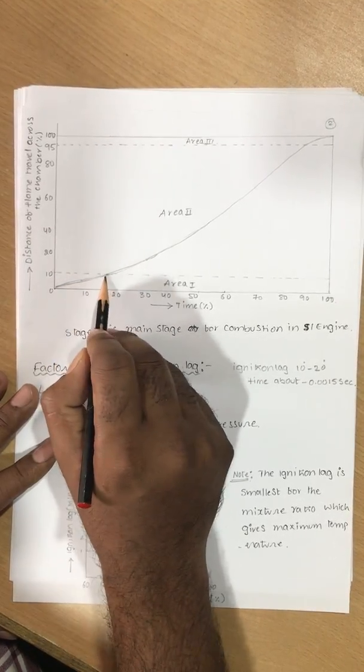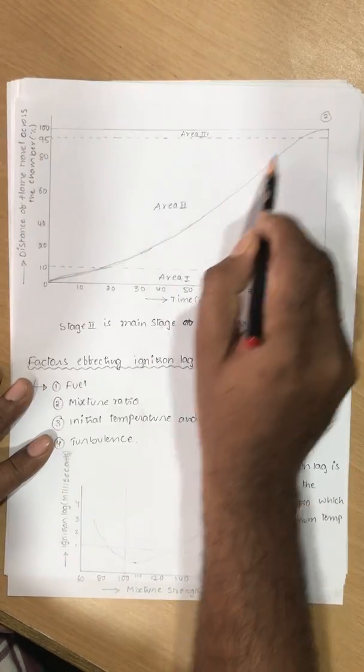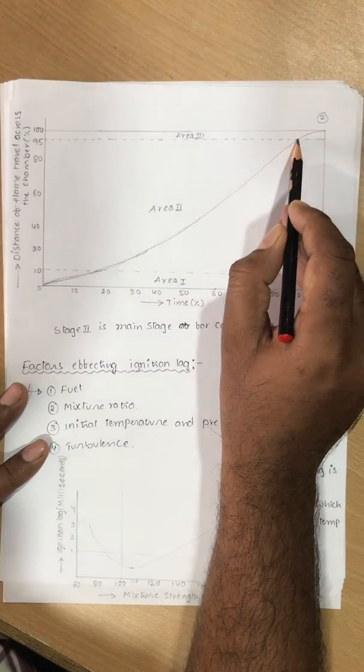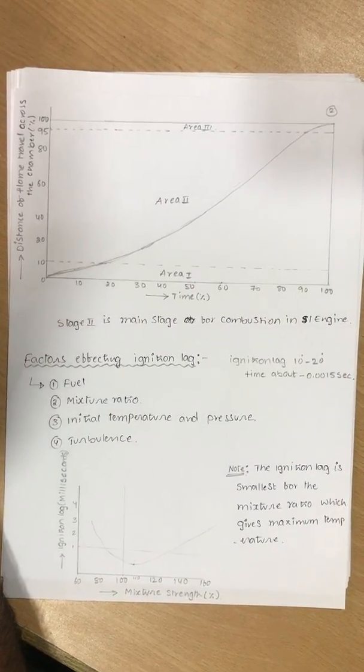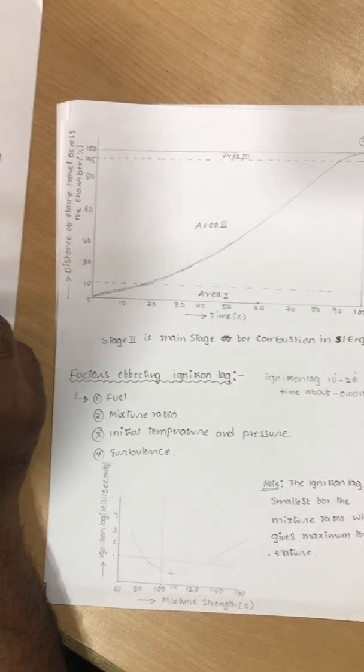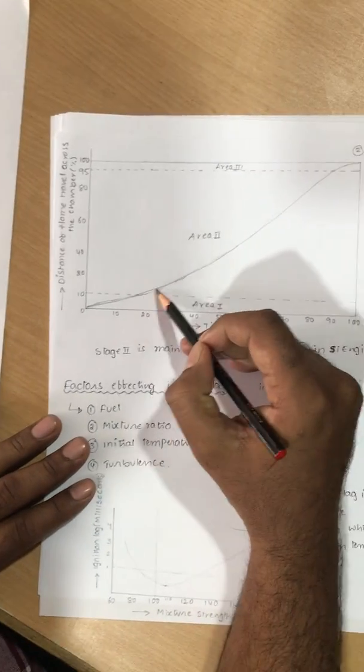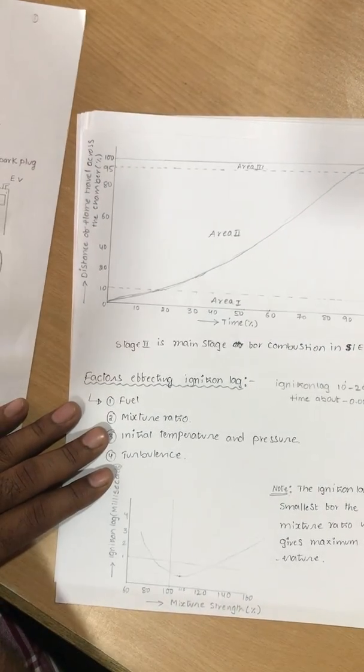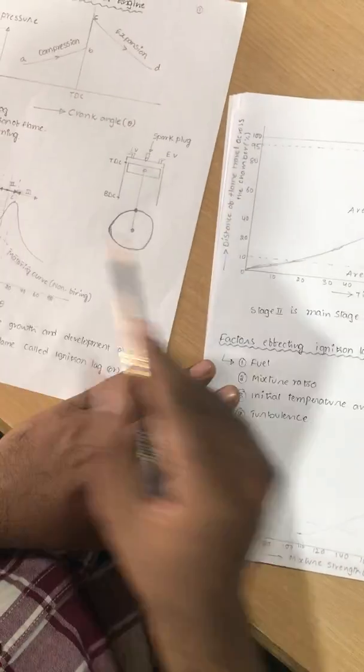After that, in the second stage, the flame covers around 95% of the space of the combustion chamber. That means by the end of the second stage, the flame will go almost to the end of the combustion chamber. That means it covers almost all. Almost all burning takes place in the second stage itself. That is called propagation of the flame.